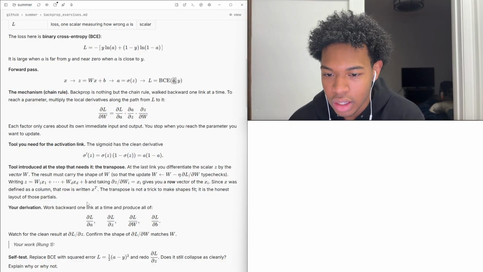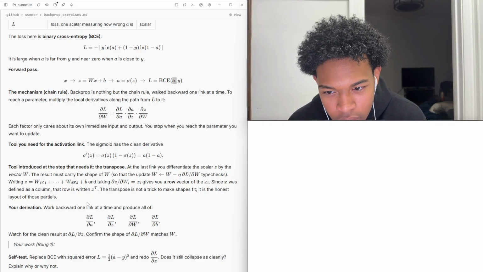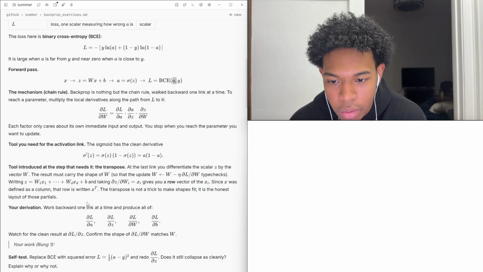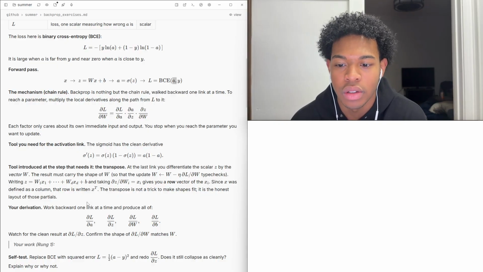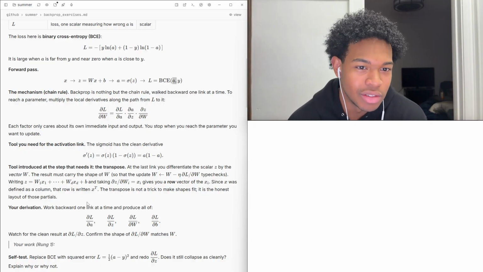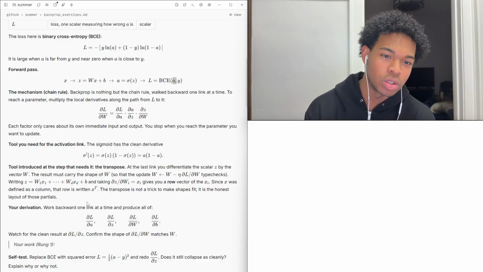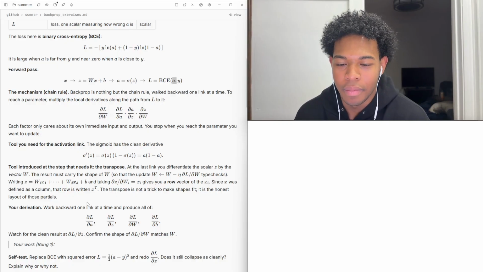Writing Z equals, talking about indices, it's a dot product plus B, because B is going to be a scalar. Taking it gives a row vector, since X was defined as a column. See, I'm not really sure that gives you a row vector. That's part of why it's whooshy for me. I don't think it gives you a row vector.